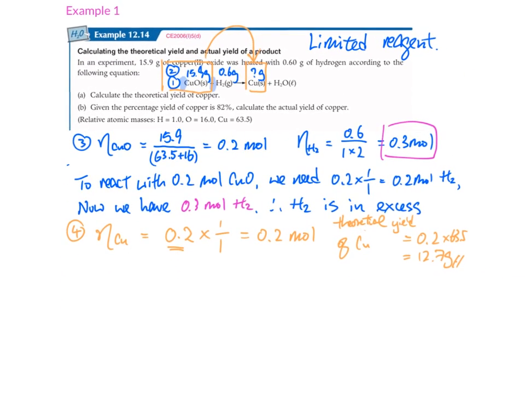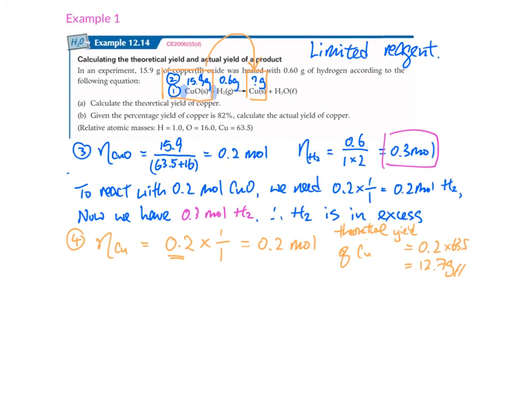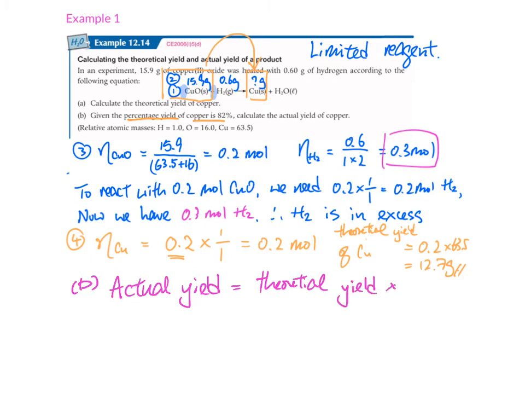And then part B, given that the percentage yield of the copper is 82%. That means they expect only 82% of the expected product. So to calculate the actual yield, it will equal the theoretical yield times the percentage yield. Right here we'll have 12.7 times 0.82. So the answer for this one will be 10.4 gram.